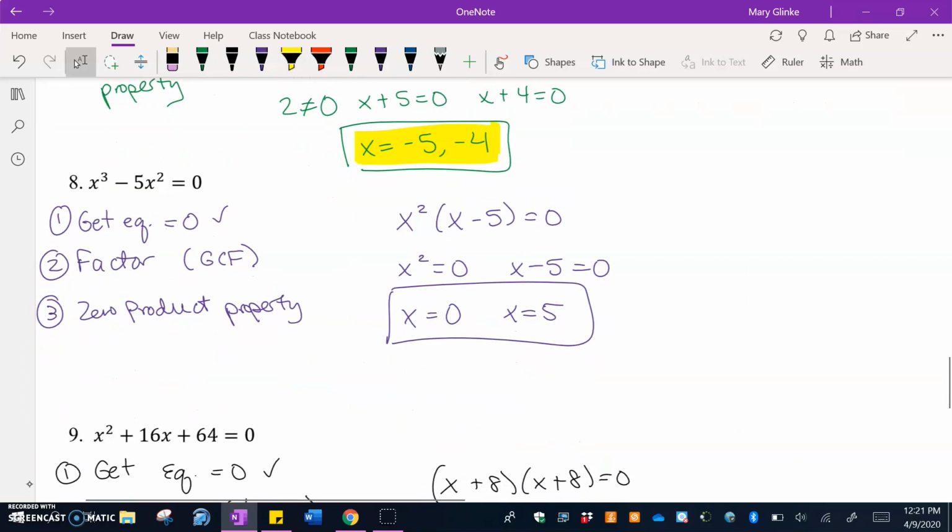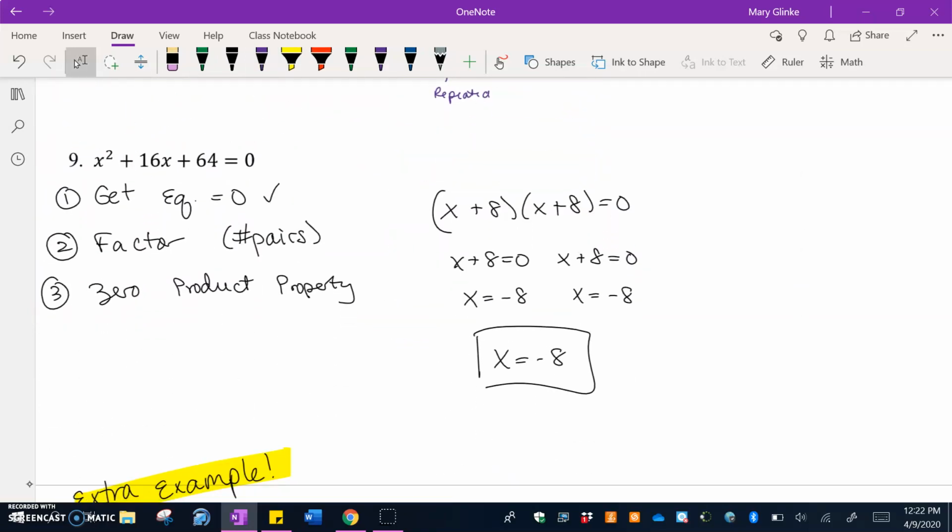For the next one, same method. We take out the GCF, and after we take out the GCF, it's actually factored. We get x squared equals 0 and x minus 5 equals 0. We end up with x equals 0 and x equals 5. 0 happens to be a repeated solution, so if you're thinking, wait a second, she just said I should get 3 different answers because my degree is 3, 0 actually happens twice. So we end up with 3 answers like we're supposed to. So x equals 0 and x equals 5.